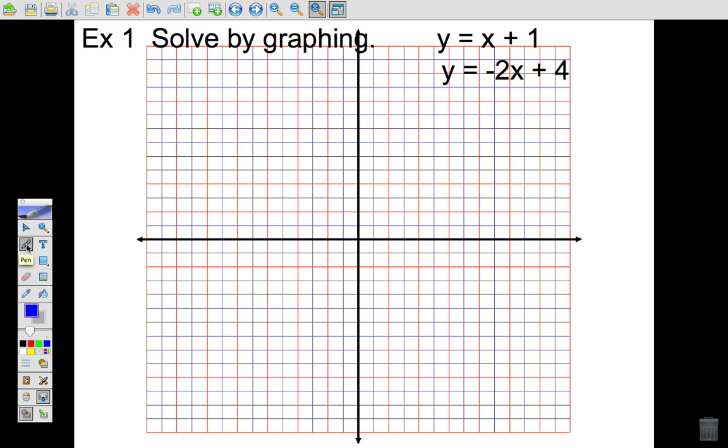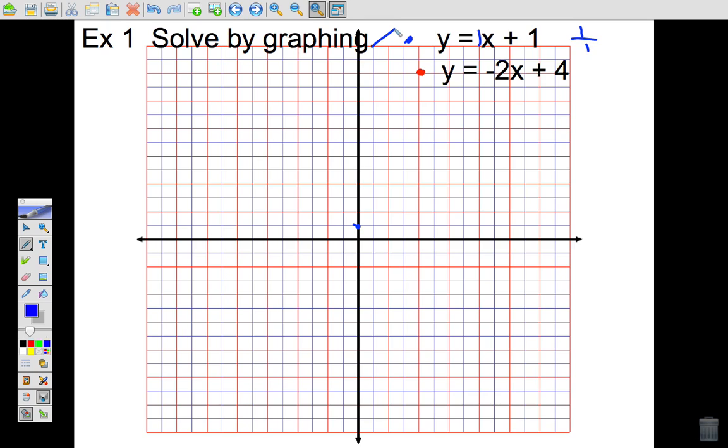So in the blue, and I'll put a little blue dot here, I'm going to graph that equation. And in the red, I'm going to graph the other equation. All right, so let's start with the blue one. It's going to cross at a positive 1. The slope, really there's a 1 in front of there, right? So the slope is 1 over 1. And it's positive. So in other words, my line is going to go uphill.